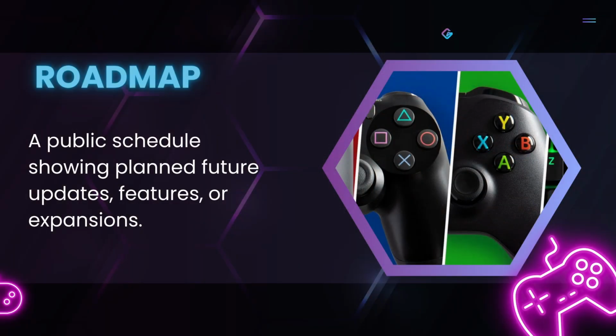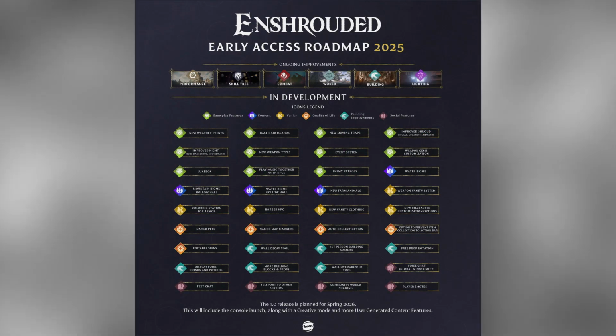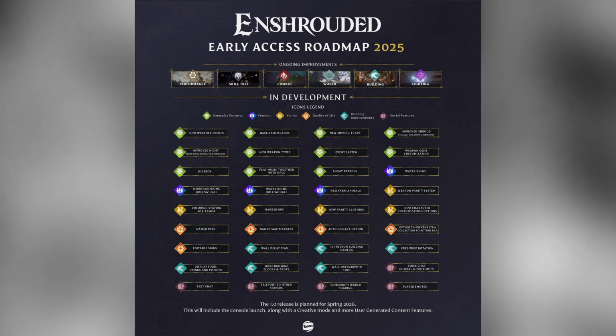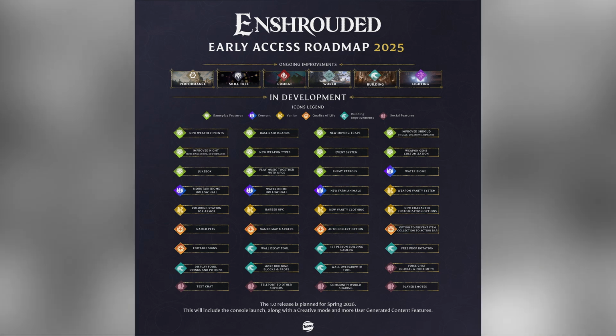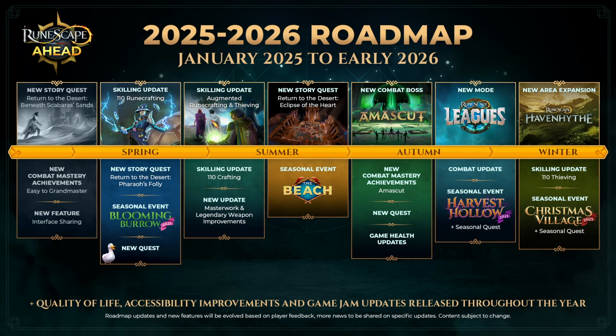The next word that kind of goes along with early access is the word roadmap. You'll see in these conferences or some of these showcases, the developers will showcase their roadmap. So a roadmap is a public schedule showing planned future updates, features, or expansions. Many times when something is in early access, the developers will say, here's our roadmap. Here's what we will do with the game. A new area to explore in March or April.